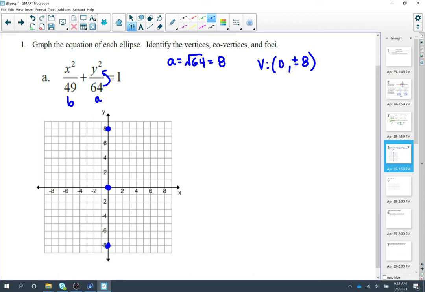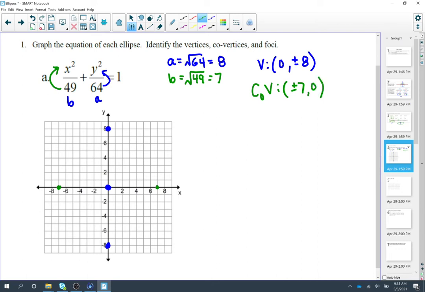It doesn't matter. Now my co-vertices, I have to go find my b, which in this case, I'm going to take the square root of 49, which is 7. Now notice that this is on my x, so I'm going to keep that on my x-axis. So I'm going to go out 7 and out 7, which means my co-vertices are at plus or minus 7, 0.